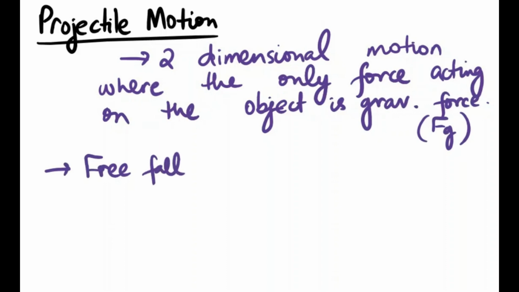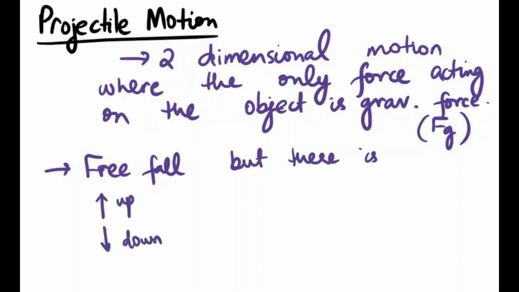Now, I've seen this case before in free fall, but there is an up and down motion, and there's also a left and right motion, so this is how it is different from free fall motion. Projectile motion is also an example of free fall, but it's in two dimensions.